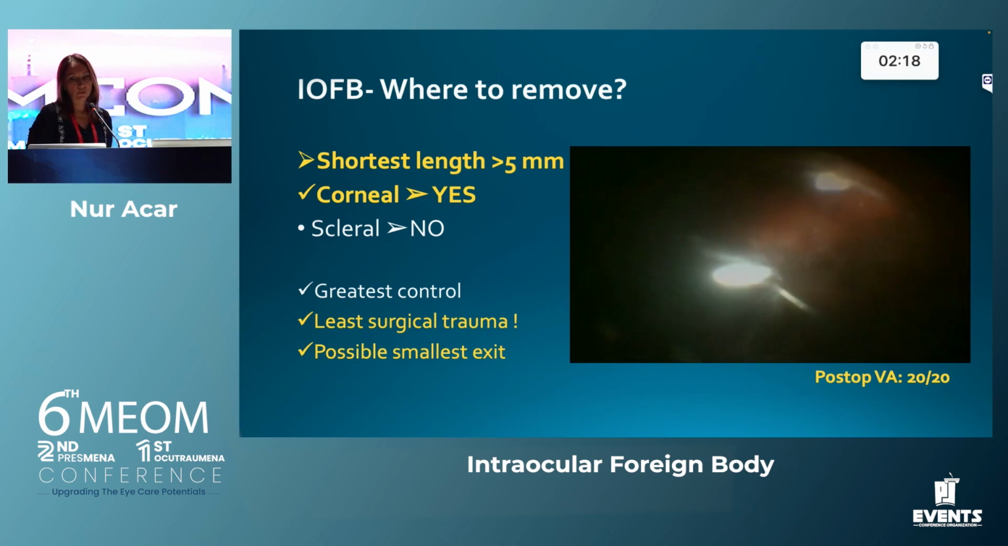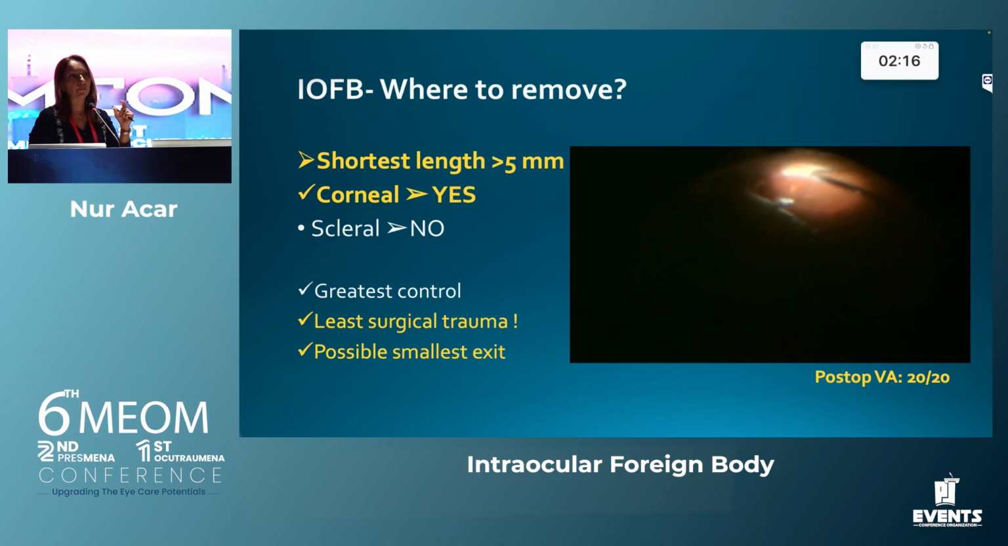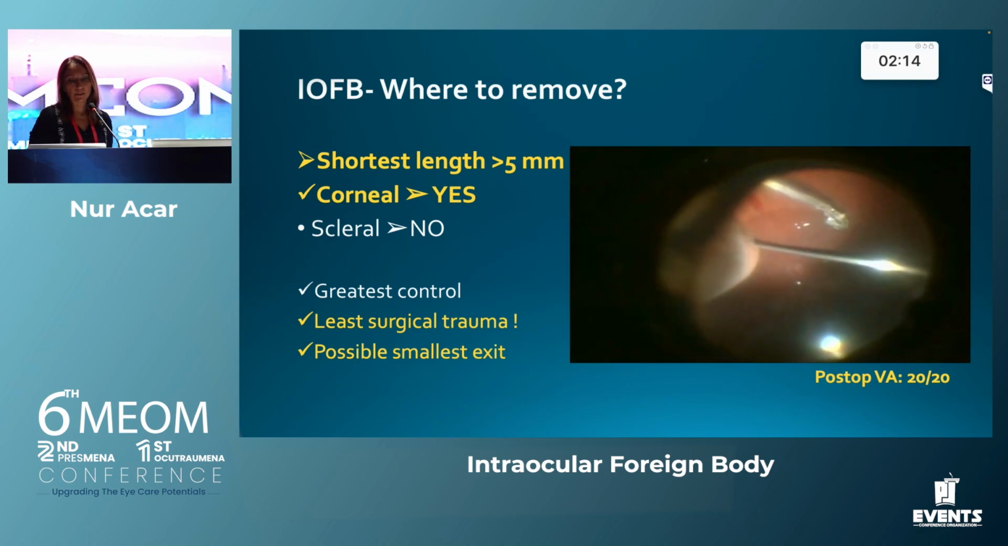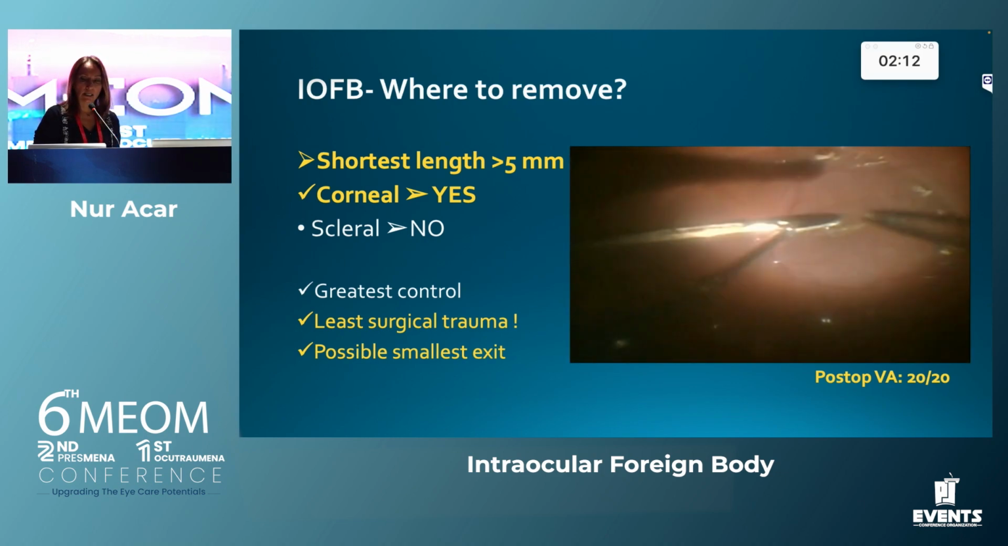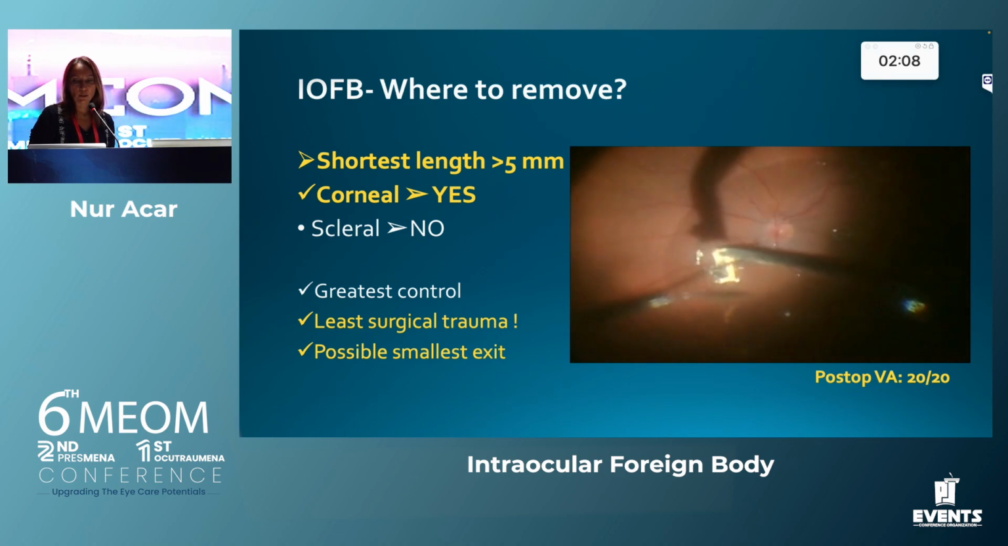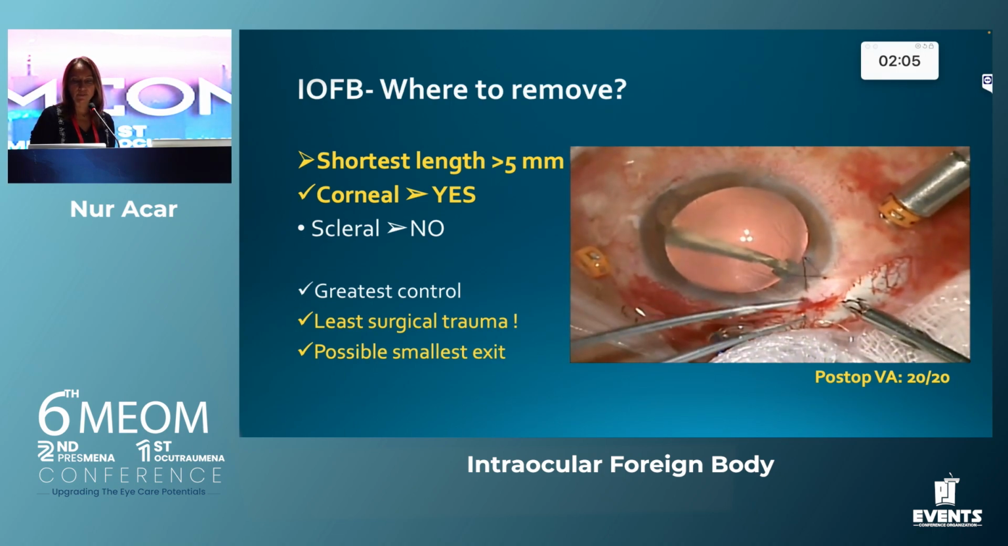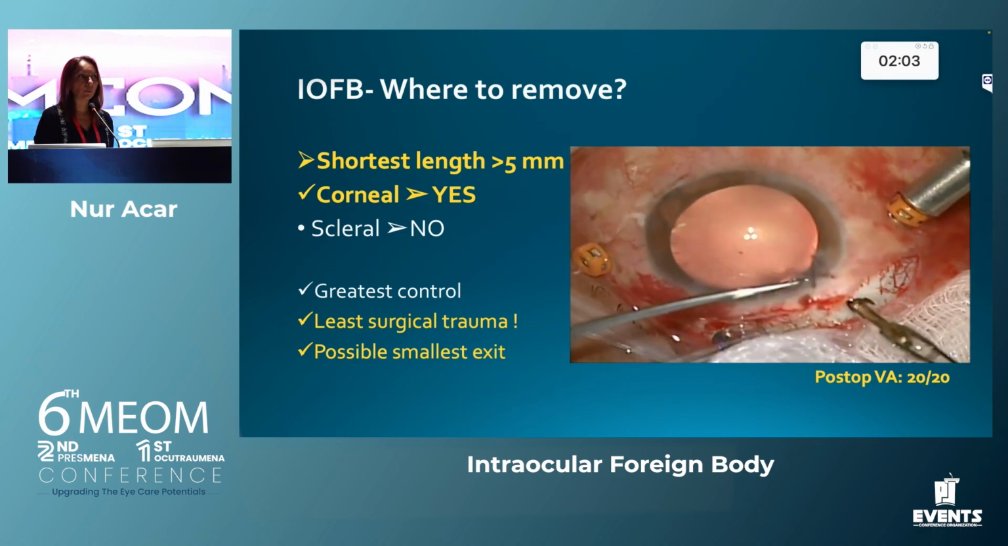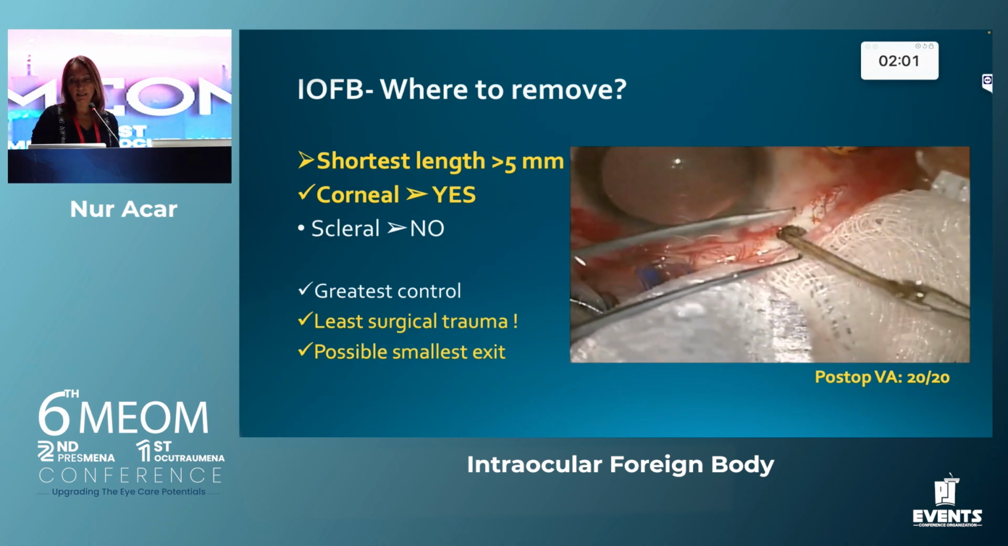From where to remove? If the shortest length is 5 millimeters or longer, then we should prefer the corneal site, because it gives a lot of damage to the scleral site, and we want to remove it with the greatest control and with the least surgical trauma, and from the smallest possible exit site, like this one here, for example.